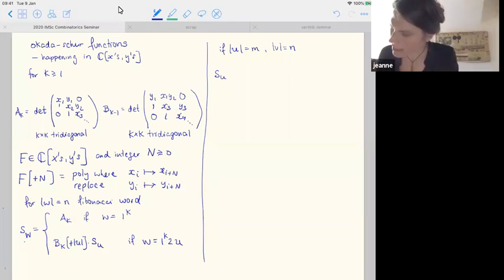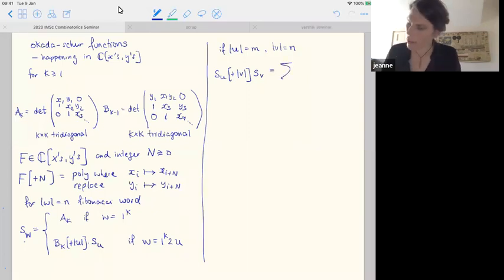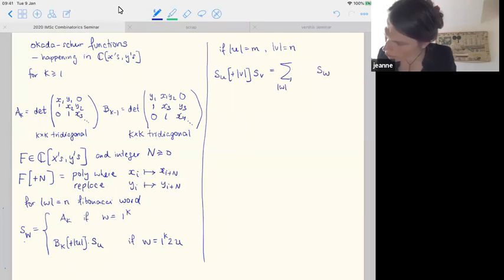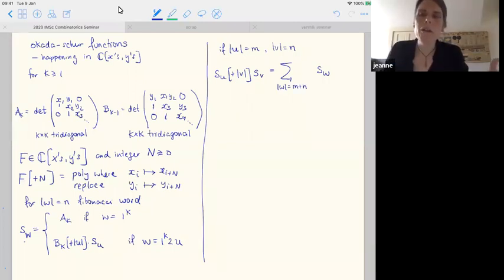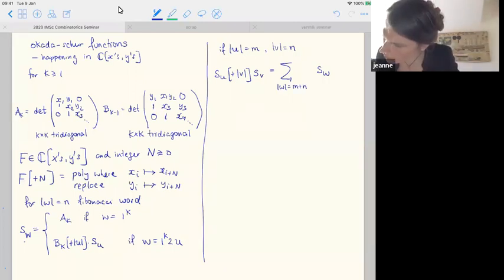So I take the Schur function for u, I shift it by the degree of v, or the length of v, and I'm going to then multiply the result by s of v. And then that can be written as a sum of Schur functions s of w, where the length of w is m plus n, with some non-integer coefficients c, w, u, v, so with our Okada, Littlewood, Richardson.